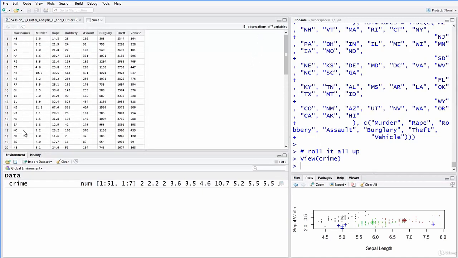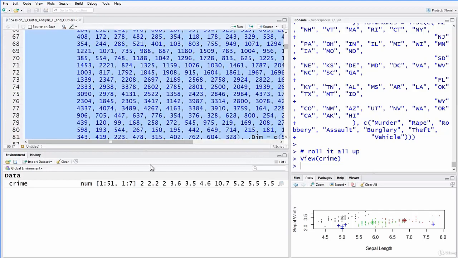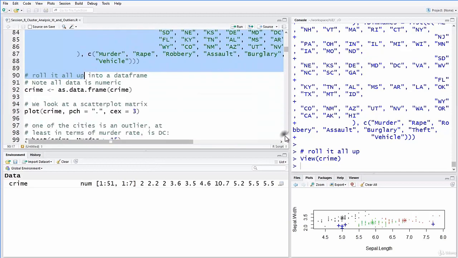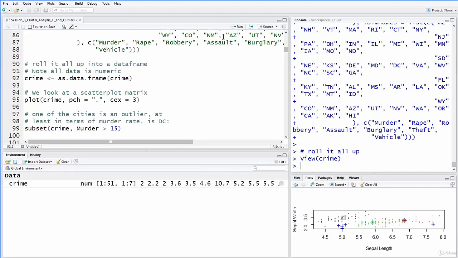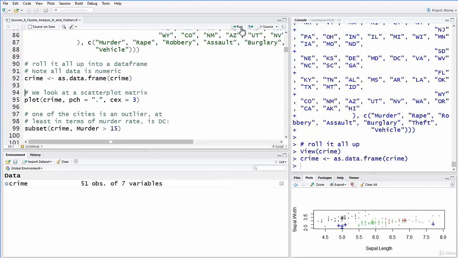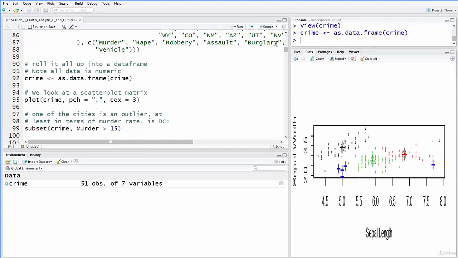Here, the row names are the states, and we're going to cluster based on these 7 variables, which are the arrest rates for these various types of crimes. Okay, so there's our data. It doesn't matter, we can put it in a data frame, and we did. And so the next thing we're going to do is the scatter plot matrix.